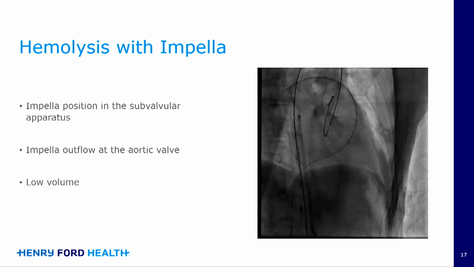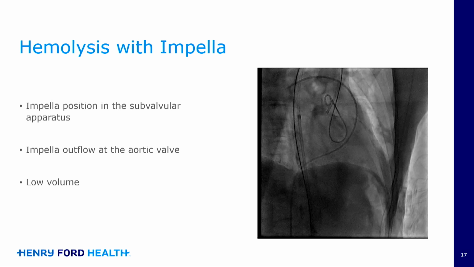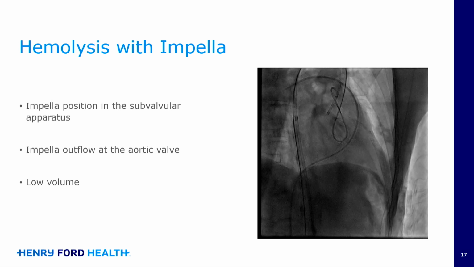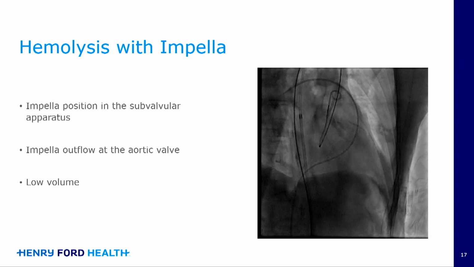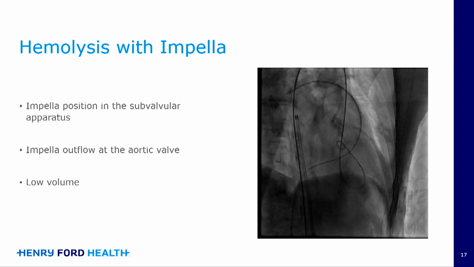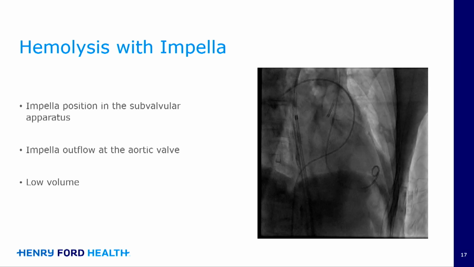Hemolysis with Impella happens for many reasons, such as Impella position in the subvalvular apparatus. This is how I cross the valve when I do Impella. I don't cross the valve with the wire, because I knuckle the pigtail in the ventricle, and I keep the wire in the apex of the ventricle. This is not going to go into the subvalvular apparatus.